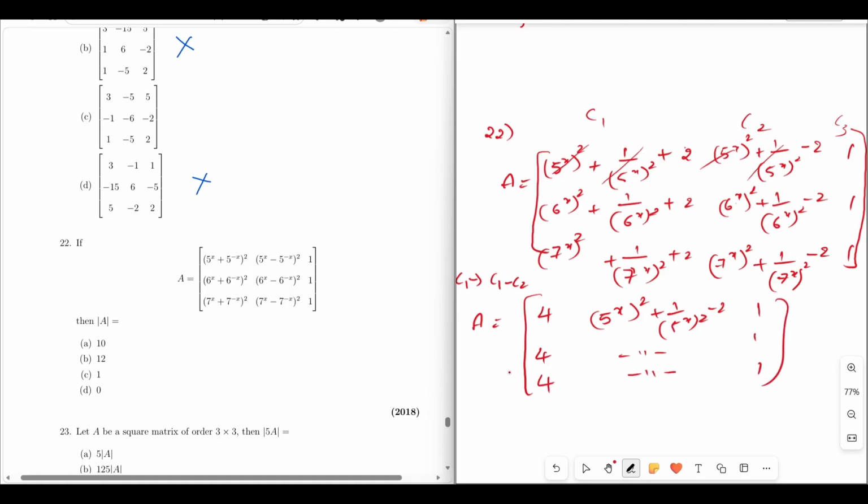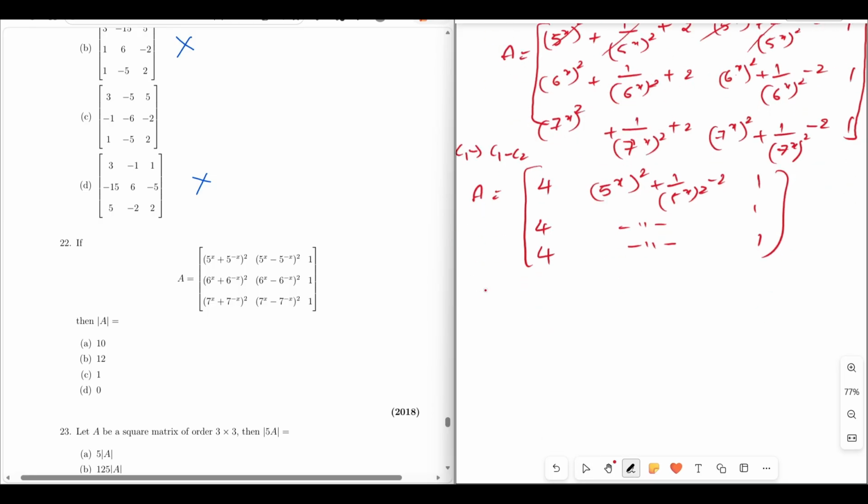Okay, so now what we will do, we will take out 4 as common from this matrix. 1 1 1, and the same terms get repeated here, and here 1 1 1. So now C1, C2, C3. As you could see, the columns C1 and C3 are repeated. Now you're supposed to find the determinant of A.